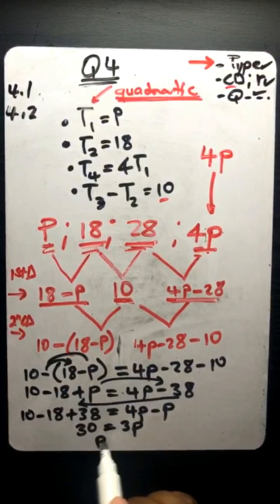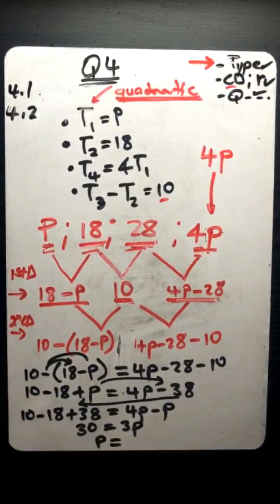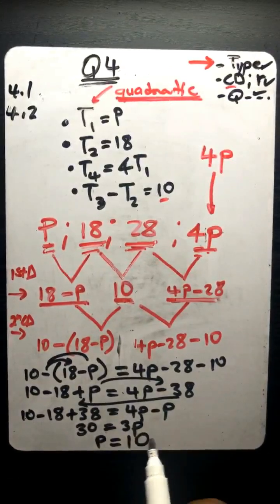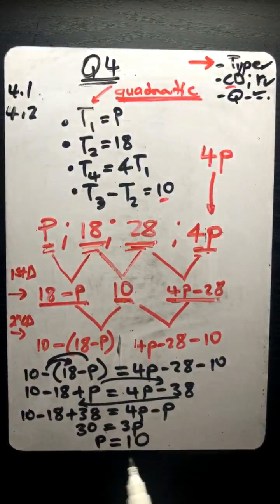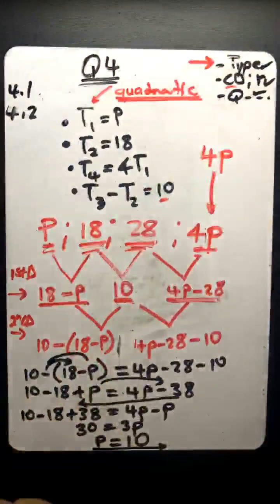So can you see, for you to get p, you will say 30 divided by 3. Let's see what it is: 10. So that means p, which is what the question wanted you to calculate, equals 10.